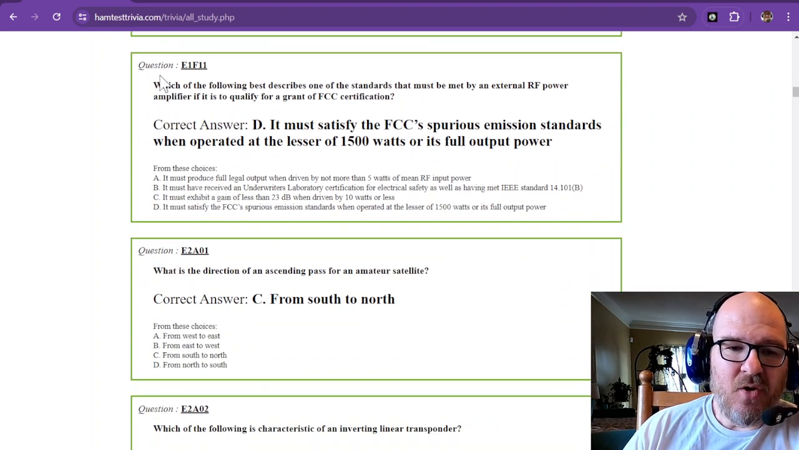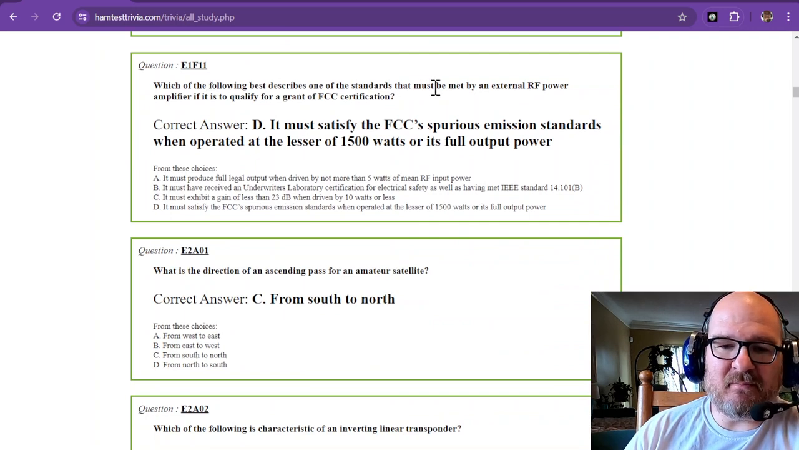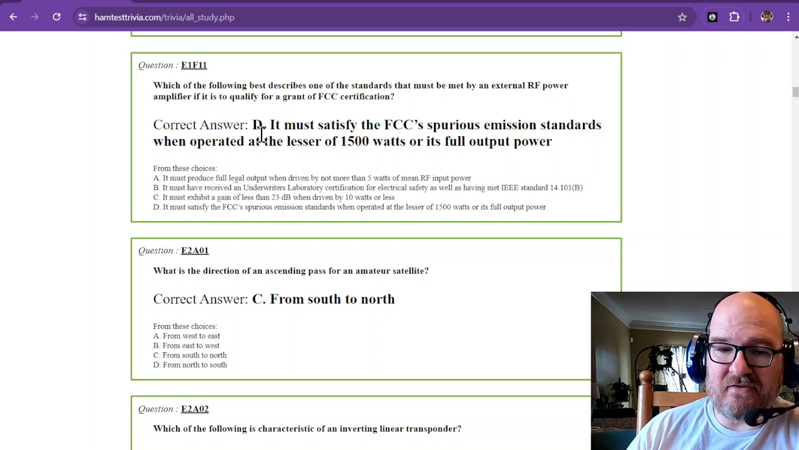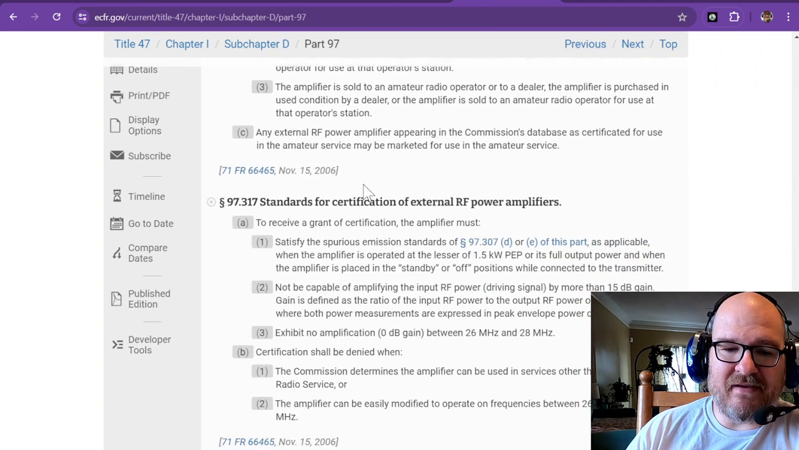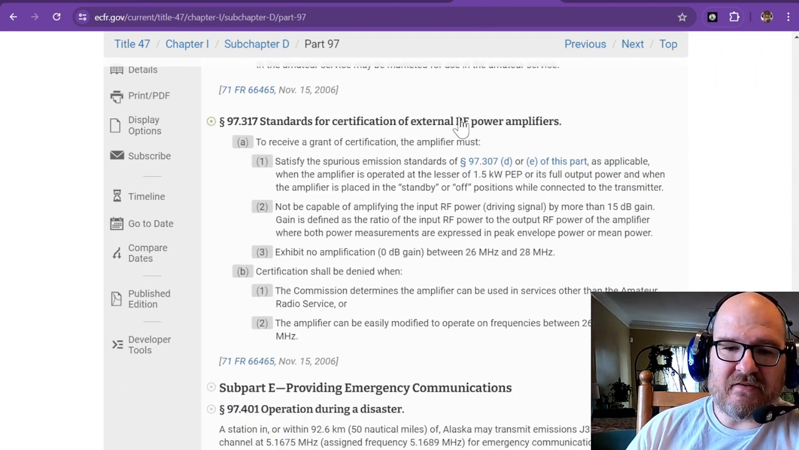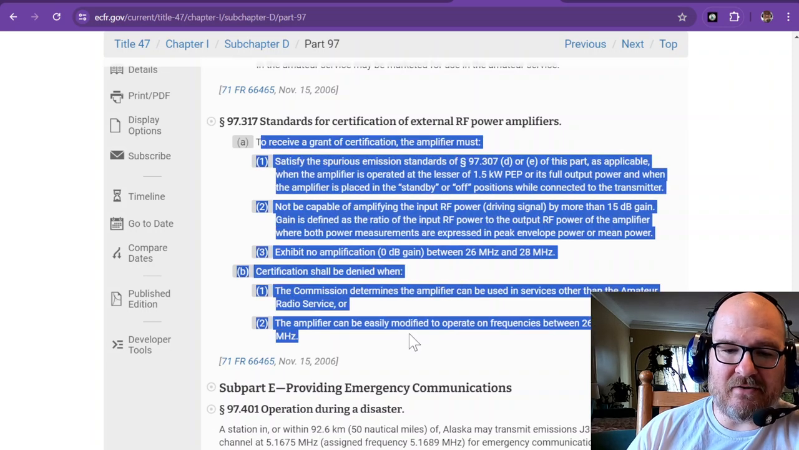And the last question: which of the following best describes one of the standards that must be met by an external RF power amplifier if it is to qualify for a grant of FCC certification? It must satisfy the FCC's spurious emission standards when operated at the lesser of 1500 watts or its full output power, whichever is less. So if it can go to 3000 watts, then 1500 watts. If it is only a 300 watt amp, then that's at full power. And you can find that also in part 97.317. And those are the standards for your RF power amplifiers.